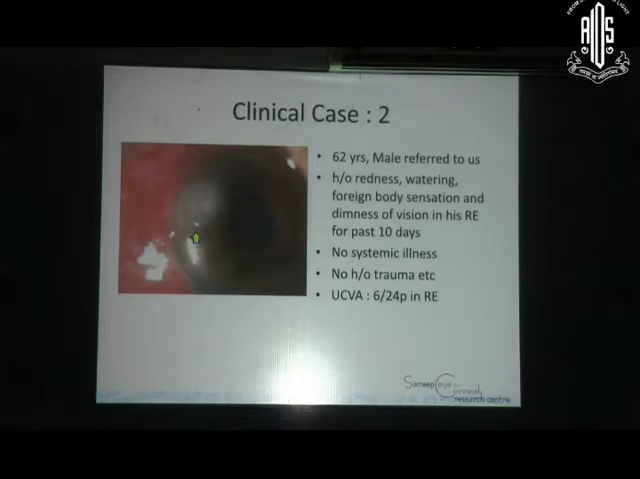This gentleman presented with history of redness, watering, foreign body sensation and dimness of vision in his right eye for the past 10 days. He denied any systemic illness. There was no history of trauma. His uncorrected visual acuity was 6/24 partial. And you can see that the dilation was almost in the peripheral part of the cornea. This was the presentation to us.